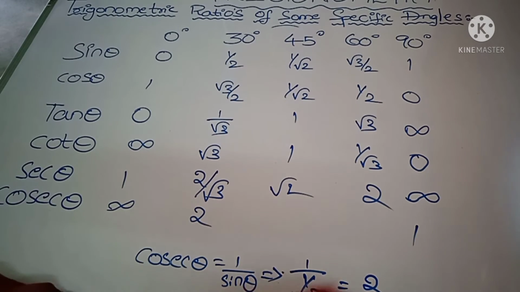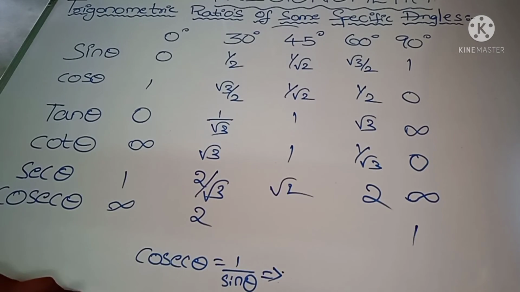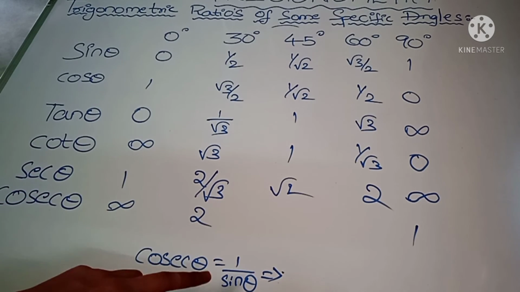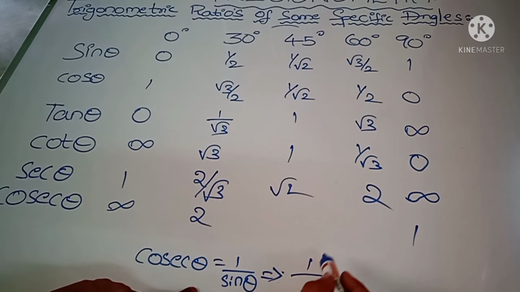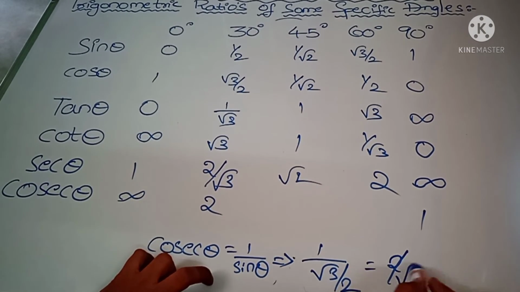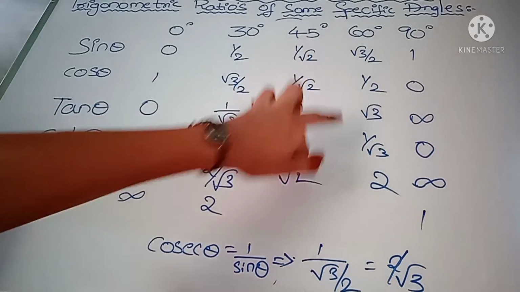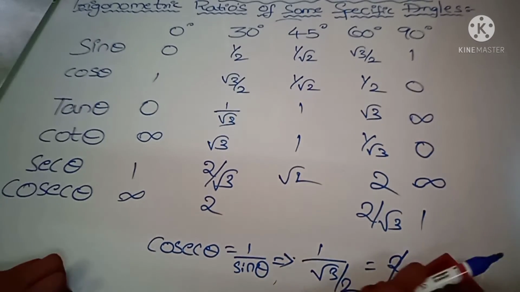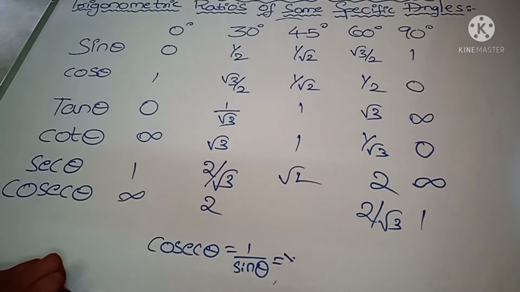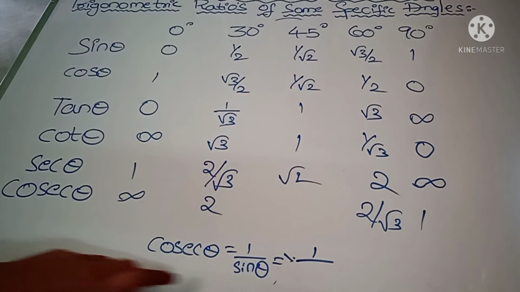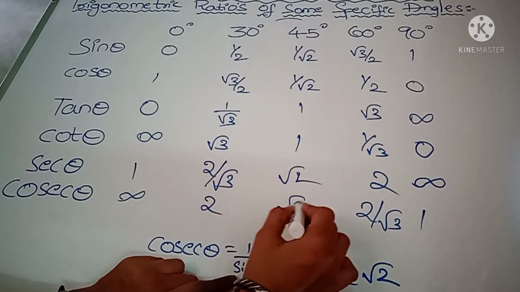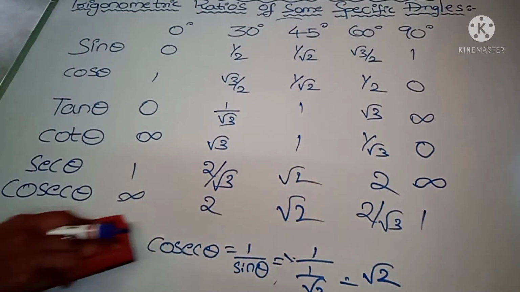Now next one, cosecant 60 degrees. To get the value of cosecant 60 degrees, we substitute here the sin 60 degrees value. What is the value of sin 60 degrees? Root 3 by 2. 1 by root 3 by 2 can be written as 2 by root 3. Cosecant 60 degrees is 2 by root 3. The next one is cosecant 45 degrees. What's the value of sin 45 degrees? 1 by root 2. Substitute here, and it can be written as root 2. Cosecant 45 degrees is root 2.